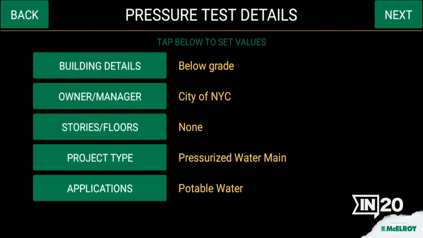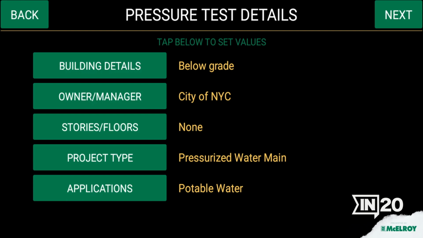Okay. Now we're going to start entering details about the job. And here you have building details, owner-manager, stories, floors, project type, applications. And some of those headers may feel like they're specific to polypropylene, and at design they probably are, but they're manually entered fields. So as you can see in the example, I've used building details as a way to say I'm doing an underground job for the city of New York City. There's no stories or floors because it's an underground job. It's a pressurized water main for potable water. Again, manually entered fields.